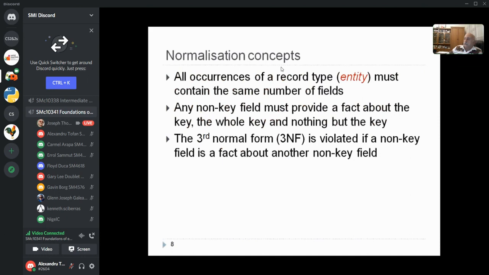Okay? So those attributes that are not key attributes, that are not primary keys, have to give us a fact about the primary key itself, not about another non-key field. And we violate the third normal form if a non-key field is a fact about another non-key field.